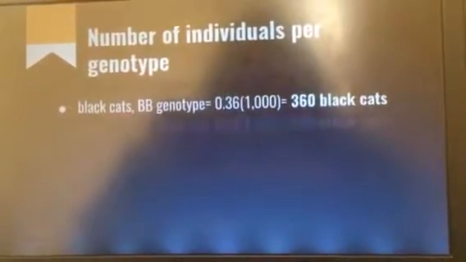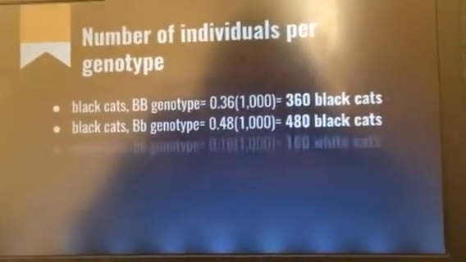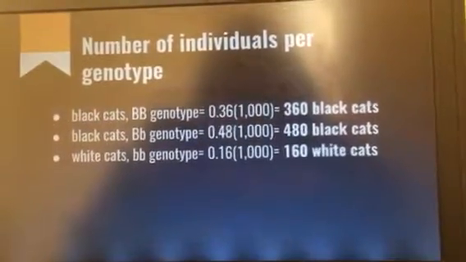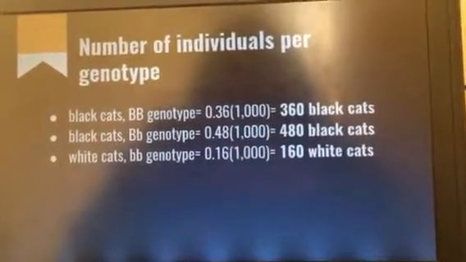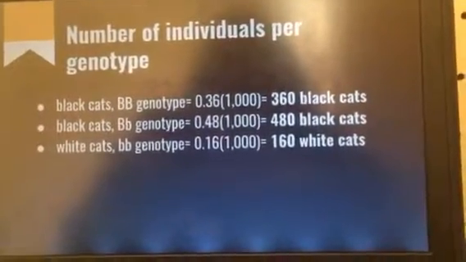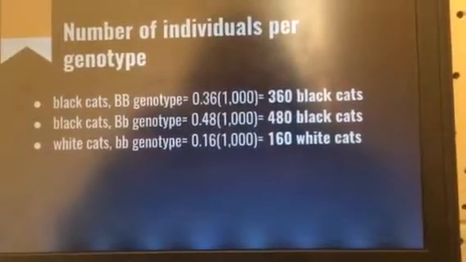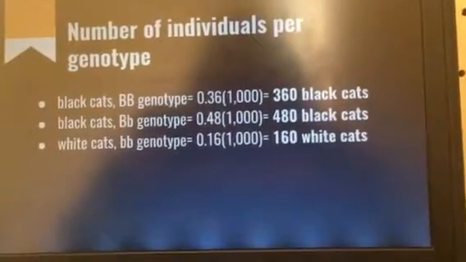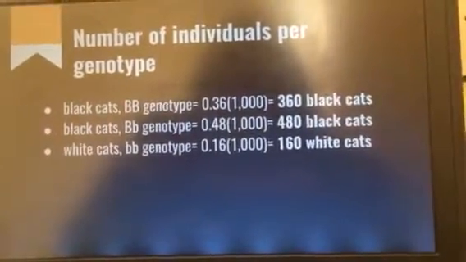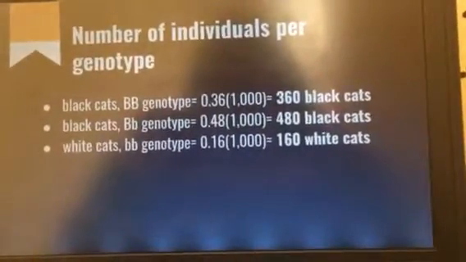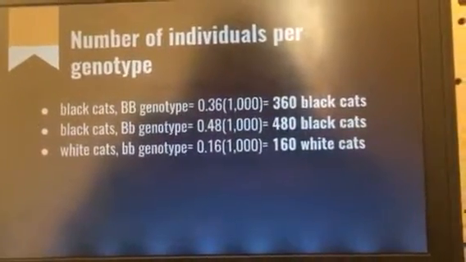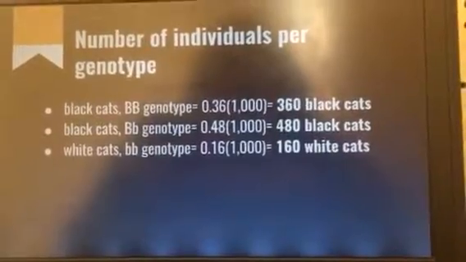Now to solve for the number of individuals, we have to do the frequency times the population. As we can see, we do the frequency of the dominant, 0.36, times 1,000, which equals 360 black cats. For heterozygous, we do 0.48 times 1,000, which is 480 black cats. And finally, for the recessive, we do 0.16 times 1,000, which is 160 white cats.